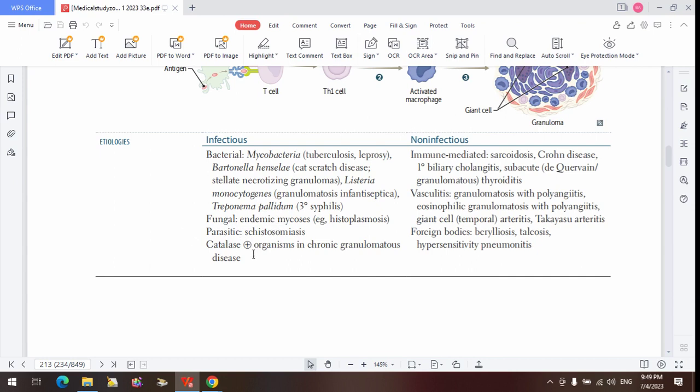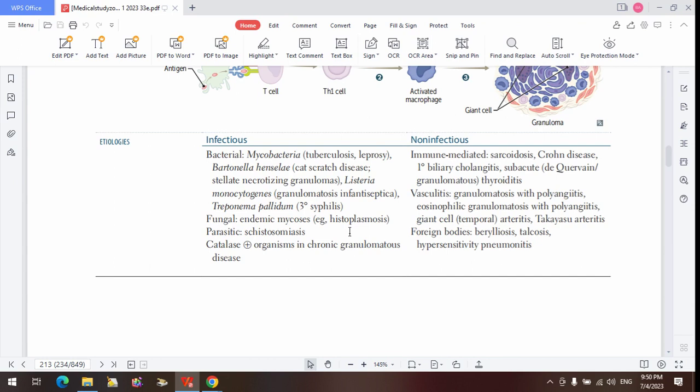Systemic mycoses generally form granuloma. Histoplasmosis is one of them. Blastomycosis is another one. There's a lot of them. All the systemic fungi typically form granuloma. Then parasite that we've talked about, schistosomiasis.